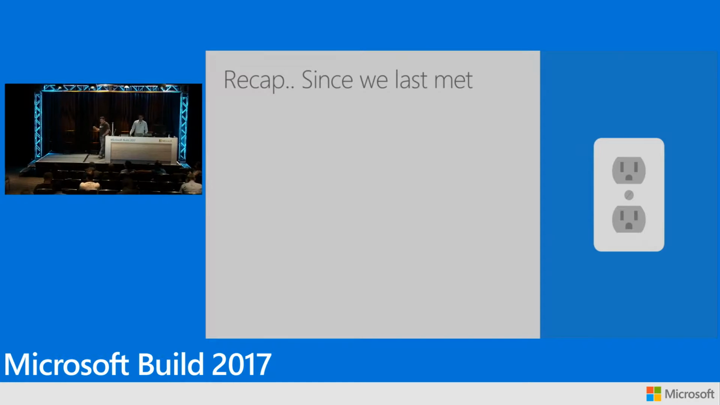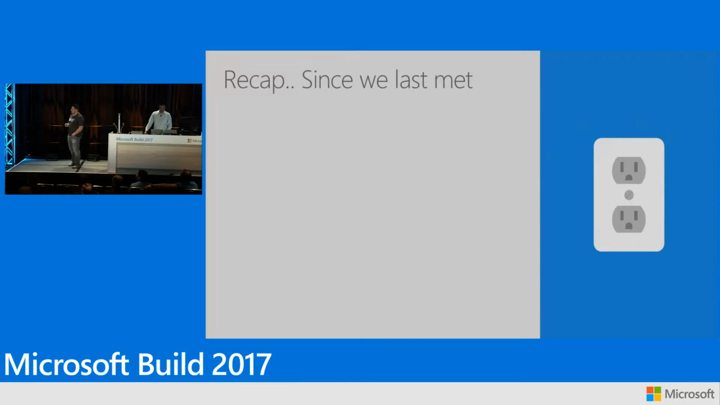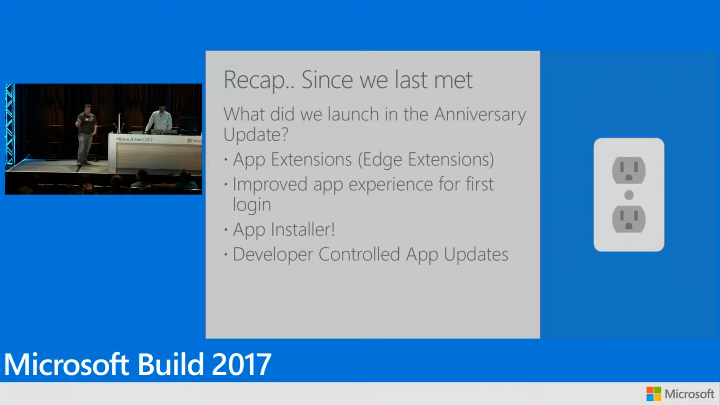So Build was a little over a year ago, so I just want to give a quick recap of things that we might have shipped that not everyone knows about. So what did we do in the anniversary update? I know a year ago, but we launched app extensions. So folks using Edge, Edge is using the app extensions or Edge extensions.